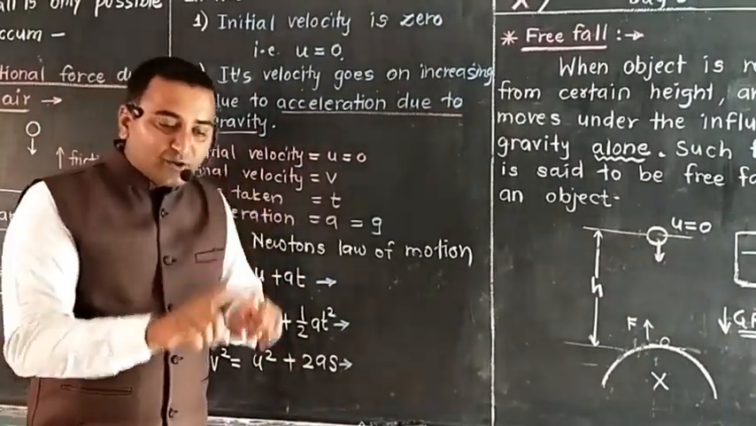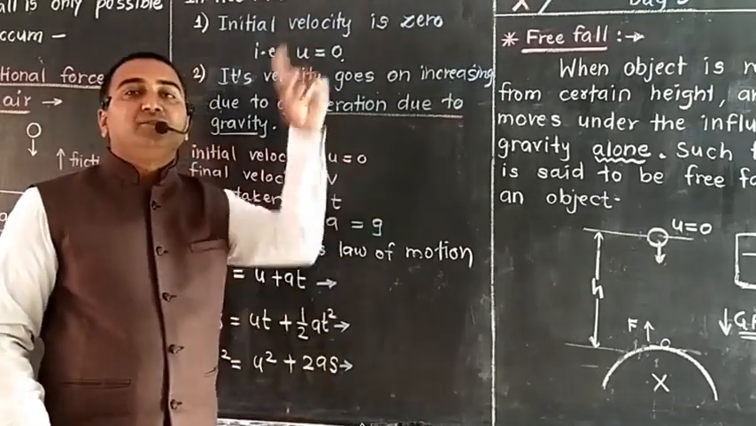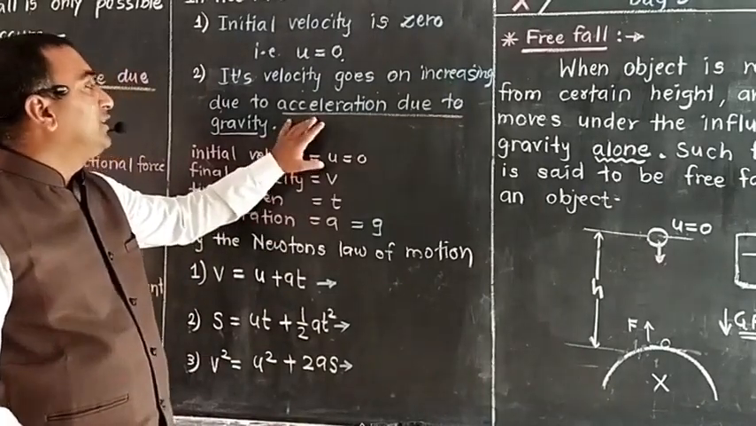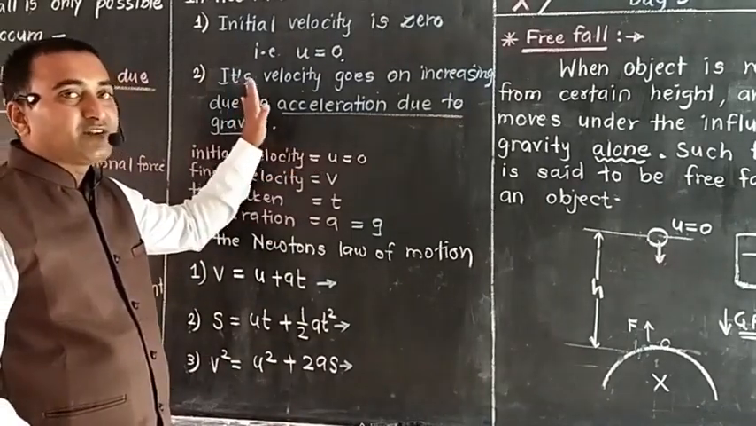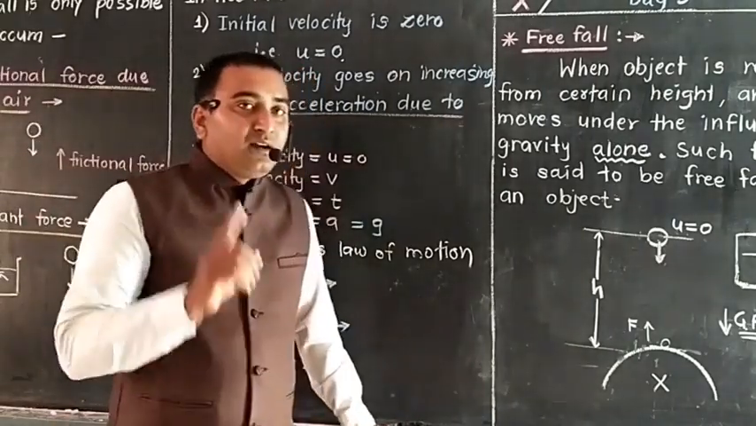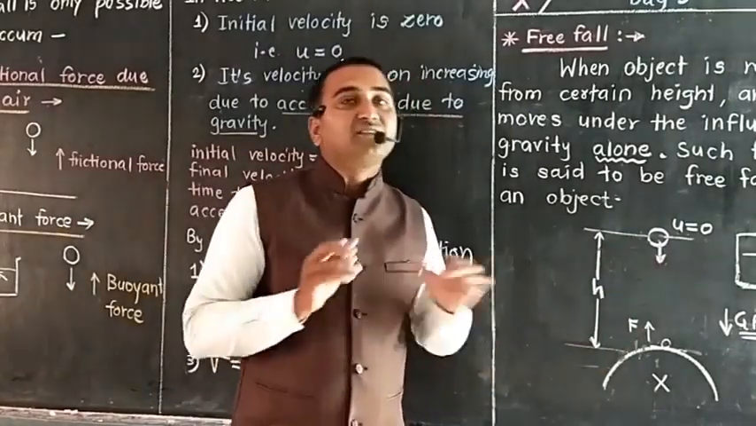When the object is moving downward, acceleration is positive. When the object is moving upward, acceleration is negative. And so due to acceleration due to gravity, its velocity starts to increase. See, again one important factor we should discuss: both the objects have the equal force.